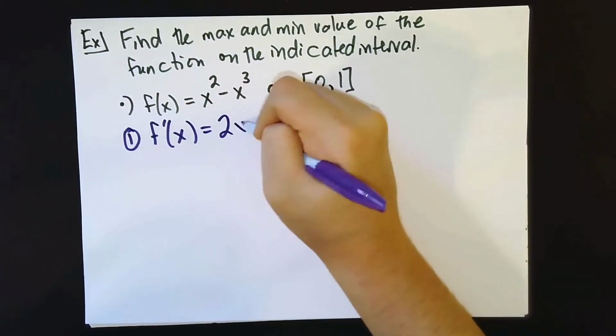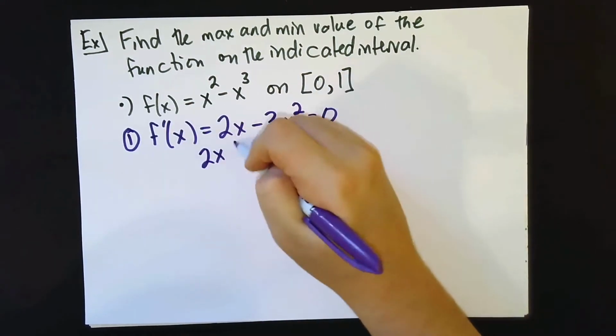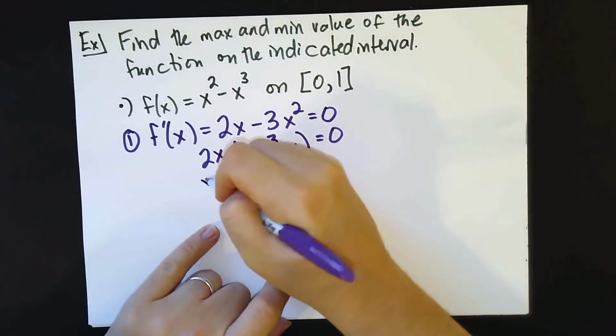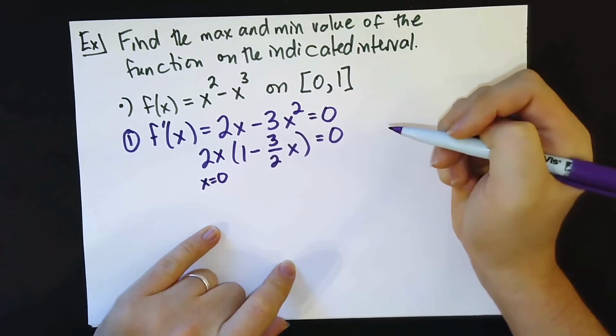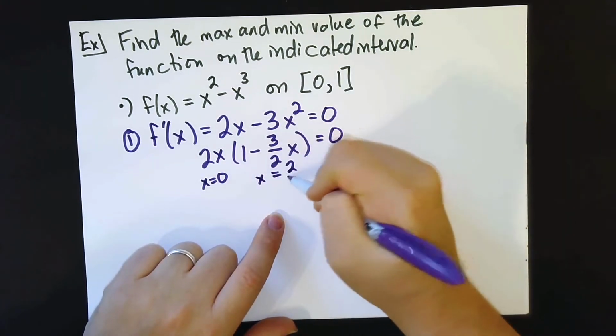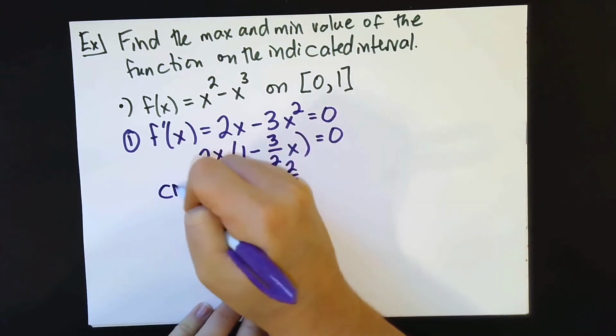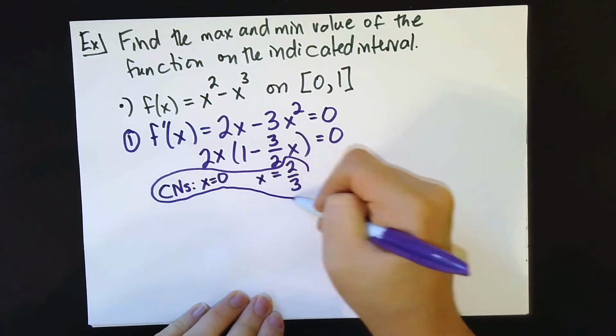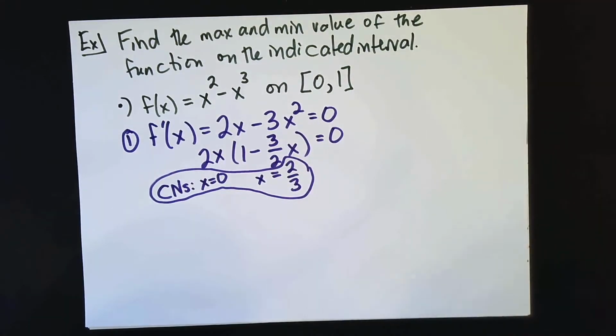So our derivative is 2x minus 3x squared. Can factor a 2x out of that. And so that will give us that x equals 0 is a critical number. And this term here will give us that x equals 2/3 is a critical number. So this is our list of critical numbers. So that's step 1. Find all the critical numbers, and note these two are in the interval.